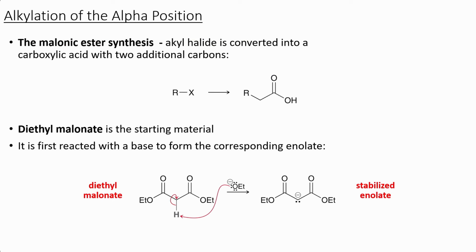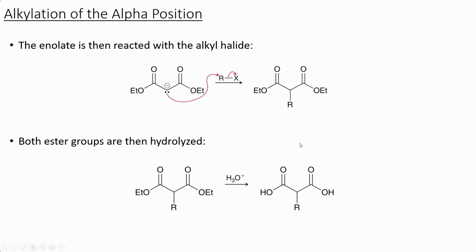In the malonic ester synthesis, we can convert an alkyl halide into a carboxylic acid with two additional carbons. In this case, we'll start with diethyl malonate, and we'll form our enolate. And this will be a really stable enolate because it's stabilized by two ester groups, so it's doubly alpha. At this point, we can then react the enolate with the alkyl halide to form our new carbon-carbon bond.